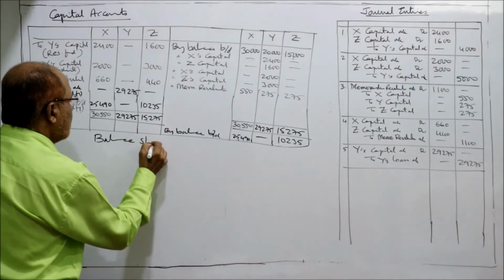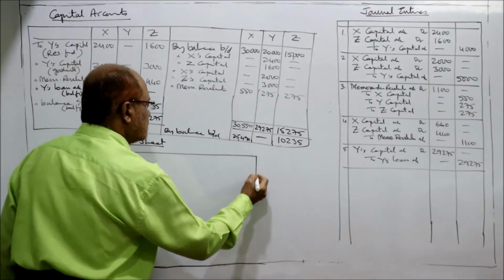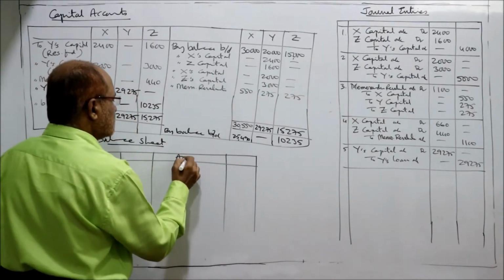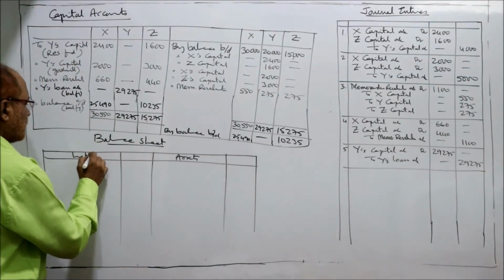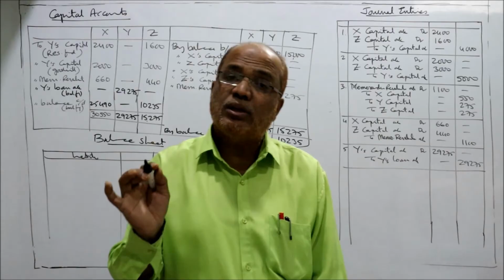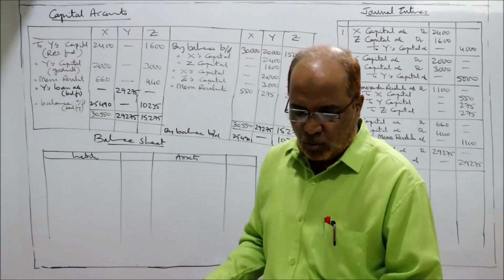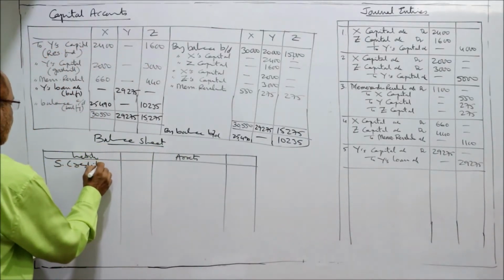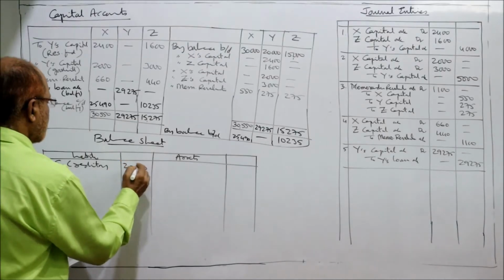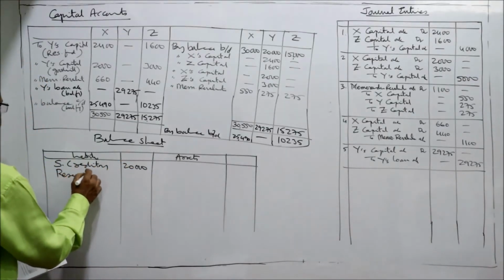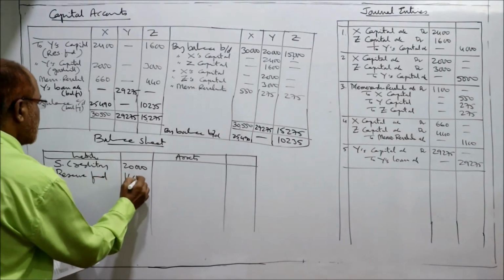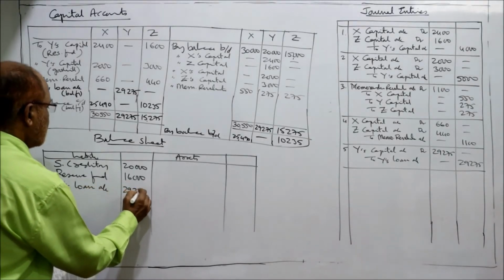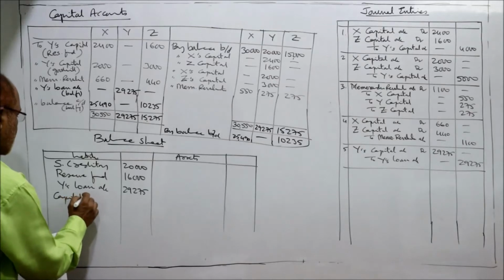Now lastly, we have to make the balance sheet. Now, in this balance sheet, we have to restore the original values. We should not change the values. We'll take the same values as is given in the previous balance sheet. Sundry creditors, 20,000. Next, we take reserve fund, 16,000. Y's loan account, 29,275.